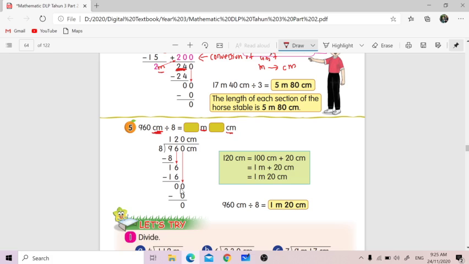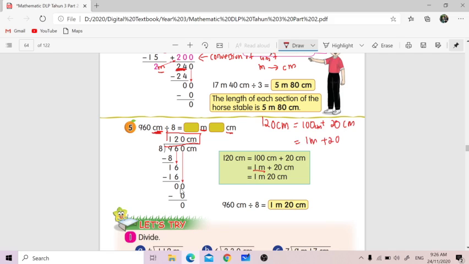So dia bahagi macam biasa, tapi answer dia adalah sepatutnya 120 centimeter. Okay, tapi bila dia nak jawapan dalam meter, dekat sinilah baru awak buat conversion of unit. So 120 ni, 100 cm sama dengan 1 meter. Pecahkan atau bahagikan kepada 2 iaitu 100 dan 20. Okay, so 100 cm tu adalah 1 meter.